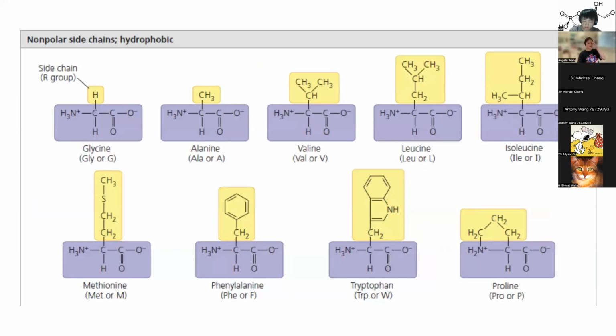So here are the side chains that I was talking about. There are hydrophobic side chains, which obviously are hydrophobic and they don't like water, as we previously talked about.